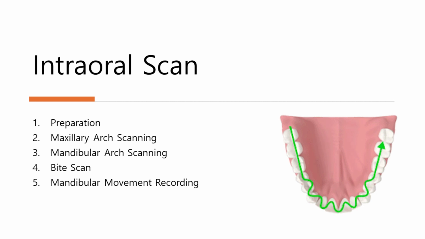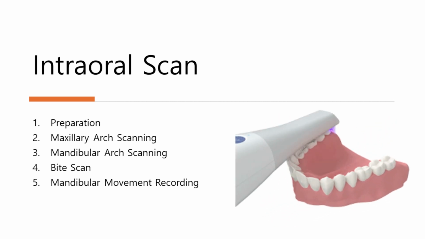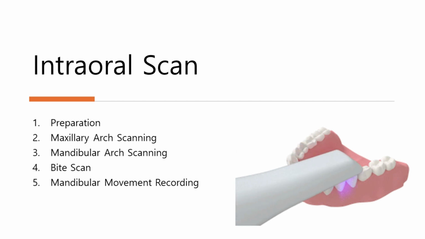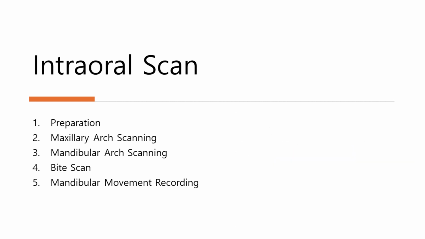2. Maxillary arch scanning. Start with the occlusal surfaces, moving from the first molar of one side to the other side. Scan the palatal surfaces next, and then the buccal surfaces. Ensure to capture the gingival margin for the occlusion stage.